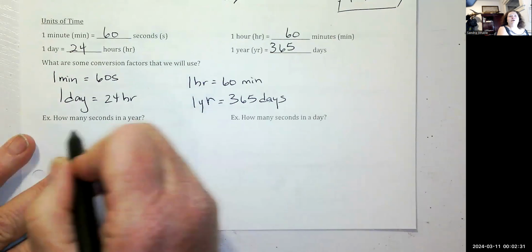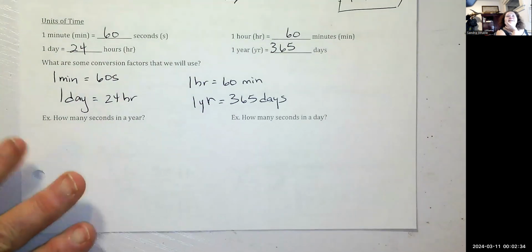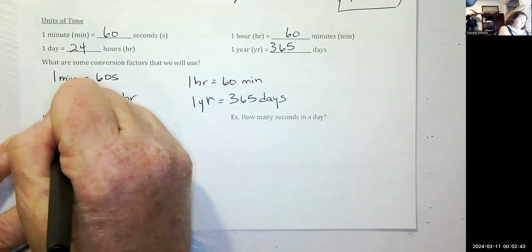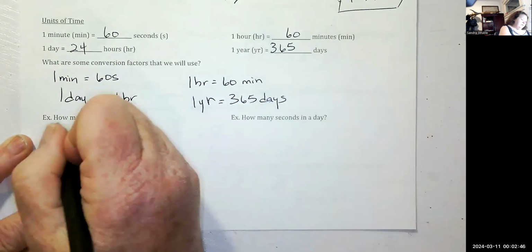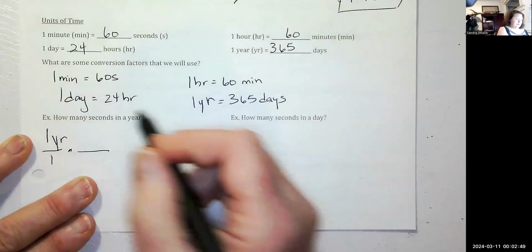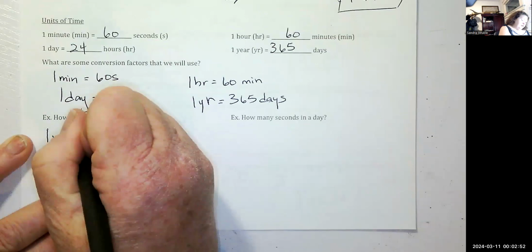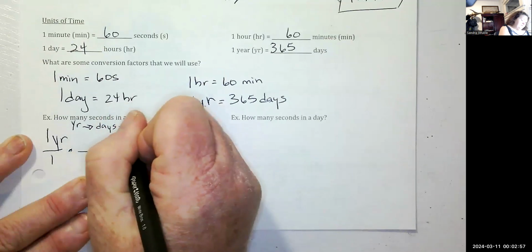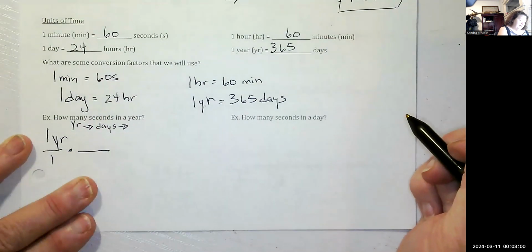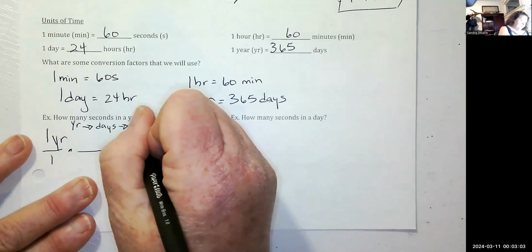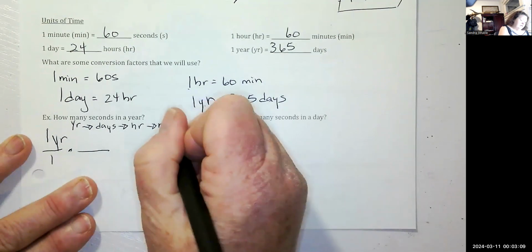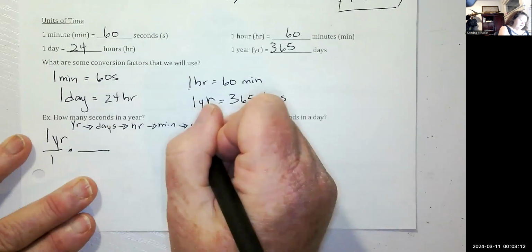How many seconds in a year? So how many seconds are in a year? So they want our answer to be in seconds. And we're going to start off with there's 1 year. So this is over 1. And we can't get straight from years to seconds, so we're going to have to do some finagling here. We'll start with years. We can get from years to days. We're heading to seconds. We can get from days to hours, and then hours to minutes. Ooh, this is a fun one. And then finally to seconds. I'm going to do the whole thing.